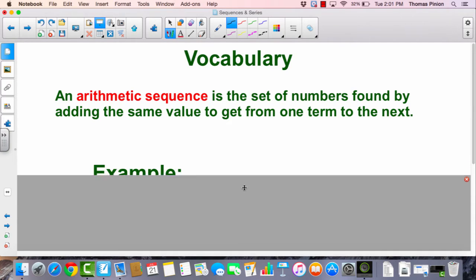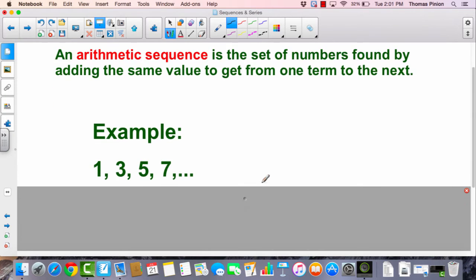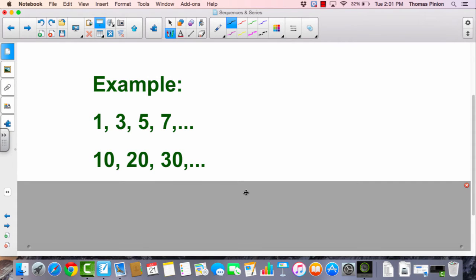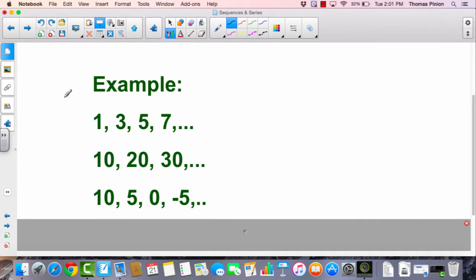Okay, let's look at a couple examples. The first one, 1, 3, 5, 7, then 10, 20, 30, and then 10, 5, 0, and negative 5.